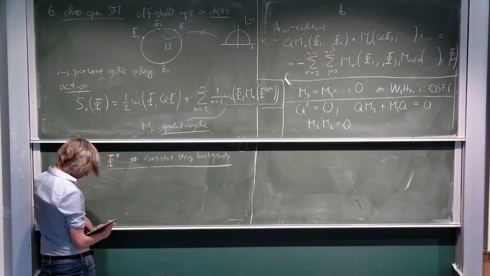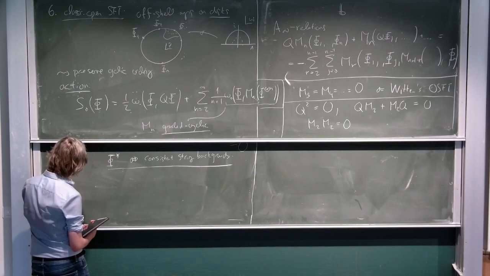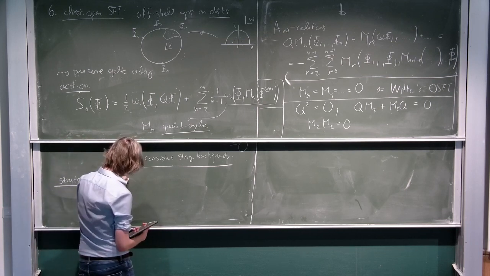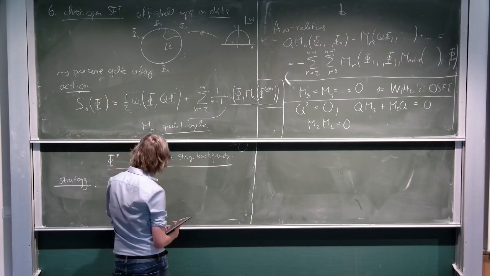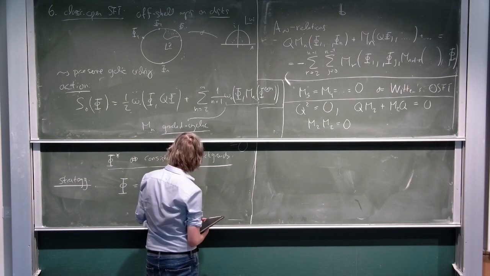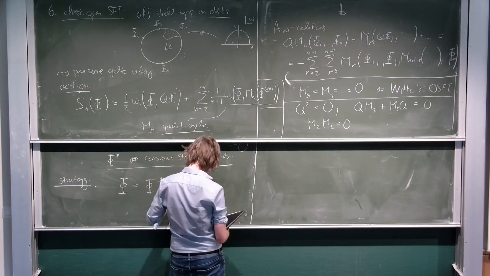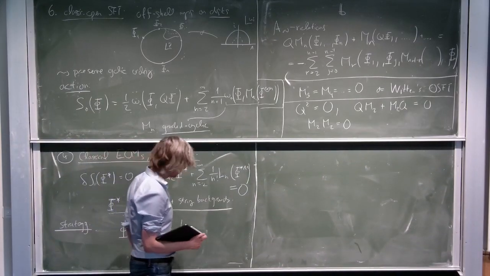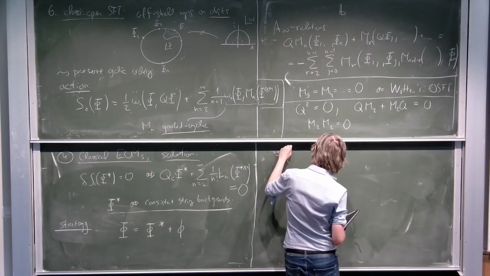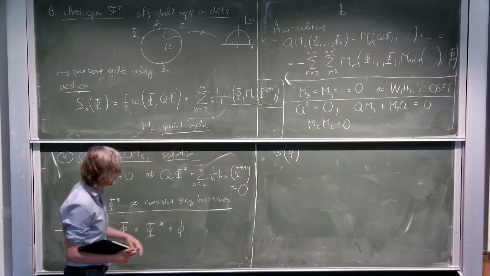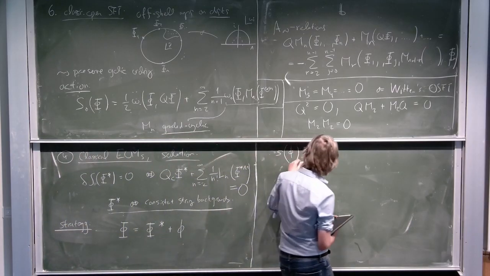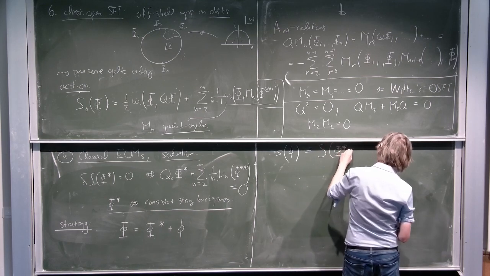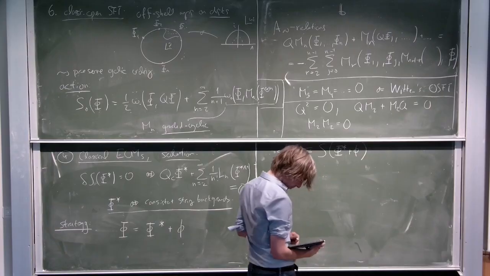So let's see if we can get this. The strategy now is to take the original string field phi and expand it in small fluctuations around this classical field configuration phi star. Okay. And substitute this expanded string field into the original action. So that defines a new action for this fluctuation little phi, which I will call little S. So by definition, this is capital S of capital phi star plus lowercase phi.